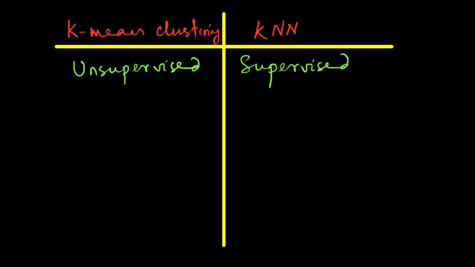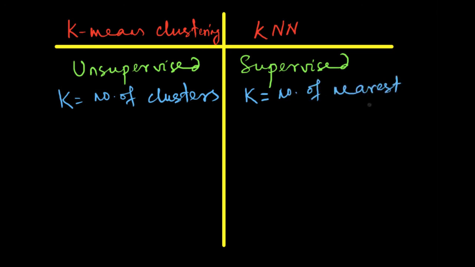And secondly, of course, the meaning of K itself is different. So in K-means, the K refers to the number of clusters. So here in the K-means algorithm, you are given a set of unlabeled data points which you need to classify into K number of clusters. So the number of clusters is given to you in the K-means clustering algorithm, whereas in KNN, this is the number of nearest neighbors which you use for classifying a new data point.